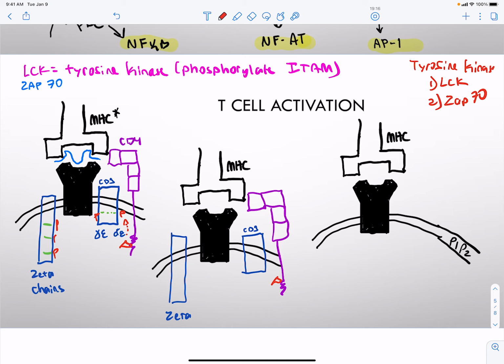And so ZAP70 is going to come in and interact with our CD3 complexes. And similar to our SYK in our B cell story, ZAP70 is what's going to initiate those 3 downstream signaling pathways. So I'm just going to put here ZAP70. It's already been activated. And we're going to have those same 3 pathways. We're going to have our first pathway, which is going to give us RAS, and we're going to get the MAP kinase. Let me make this a little smaller.